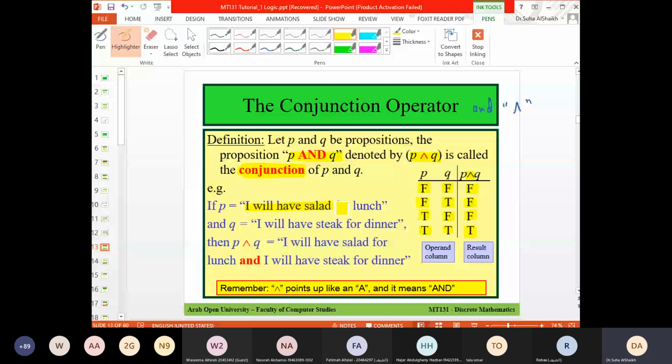Good. So here is an example. P: I will have a salad for lunch, and Q: I will have a steak for dinner. If I want to write P and Q, it will be: I will have a salad for lunch and I will have a steak for dinner. The opposite of or, that's correct, Haya. Or is easy going. So remember, to always remember that the and symbol looks like the letter A, like and. So always remember that and comes from the A in and, so it is going down.